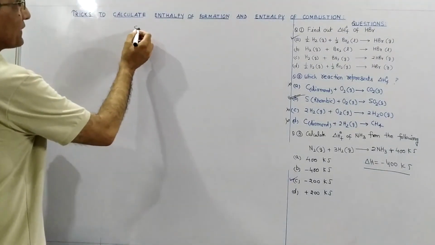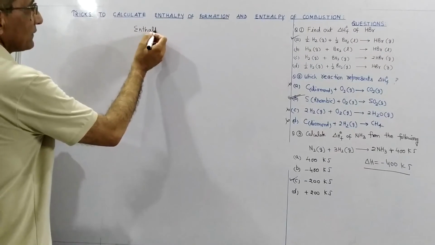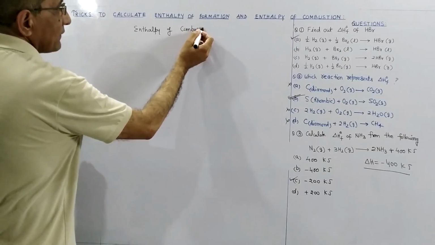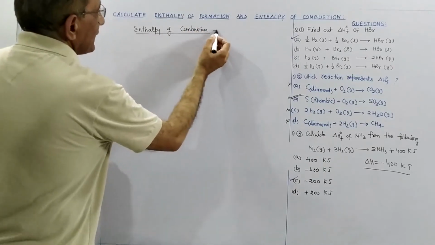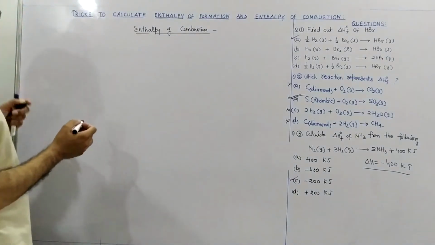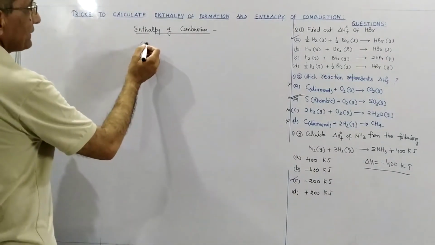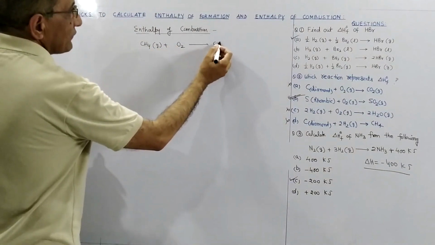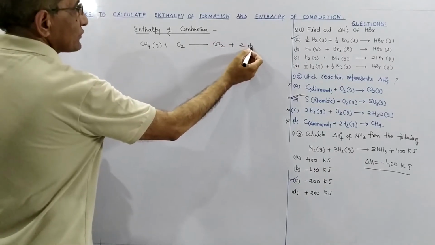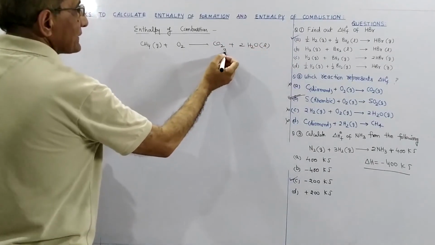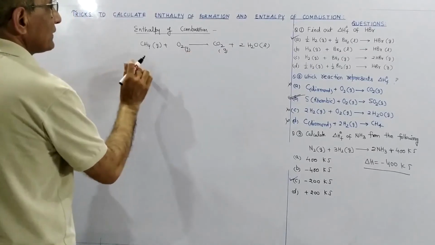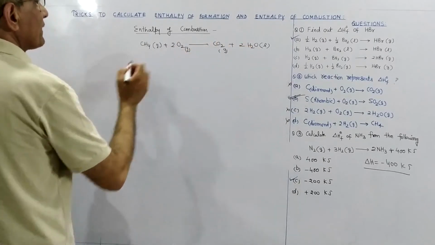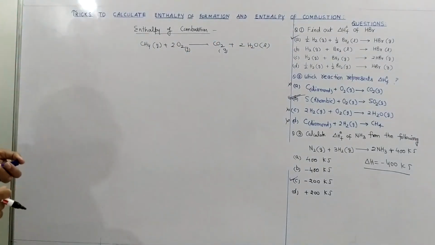Enthalpy of combustion. Suppose we have some fuel like methane. It undergoes combustion. Then we will get CO2 plus 2H2O, with the water in liquid state and CO2 in gaseous state. Now carbon is balanced, hydrogen is balanced, oxygen we need to balance. It will be 2 here. Okay.